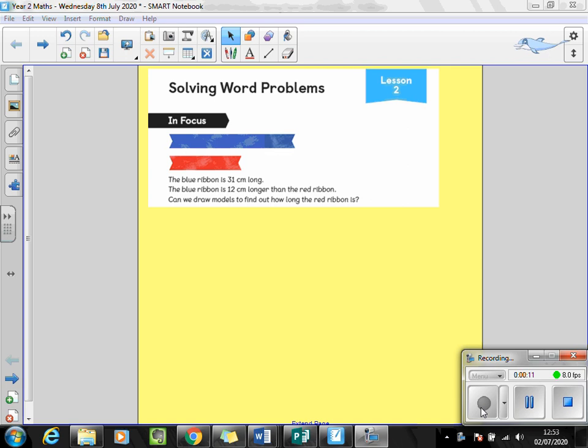The blue ribbon is 31 centimetres long. The blue ribbon is 12 centimetres longer than the red ribbon. Can we draw models to find out how long the red ribbon is? Pause the video and have a go.